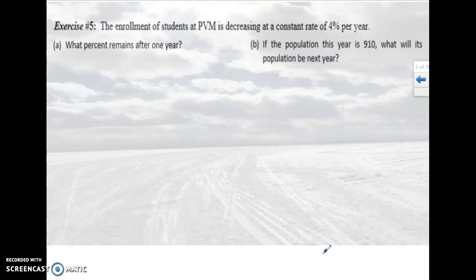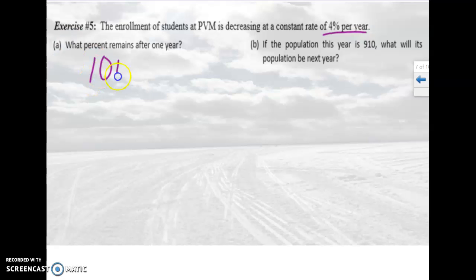Real life question, and one that hits close to home. Paul V. Moore's enrollment has been going down. When I started here, we were a AA school. Now we're a single A school. So let's say that it's decreasing at a constant rate of 4% per year. What percent remains after 1 year?